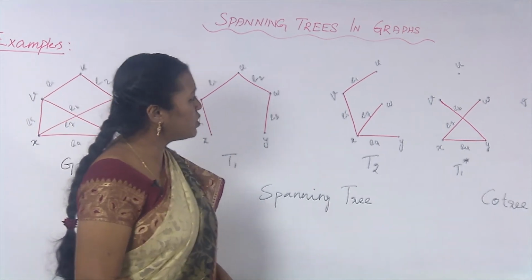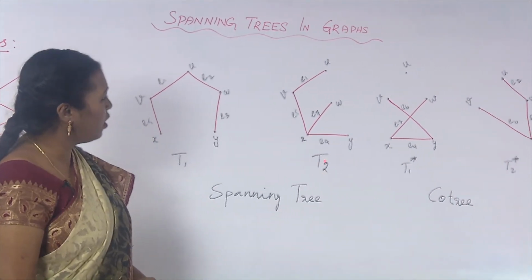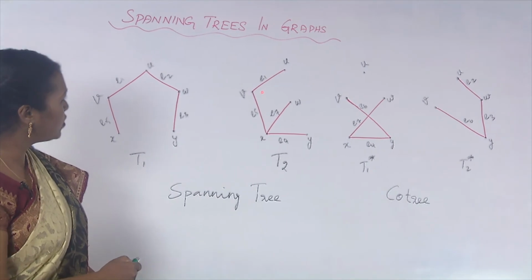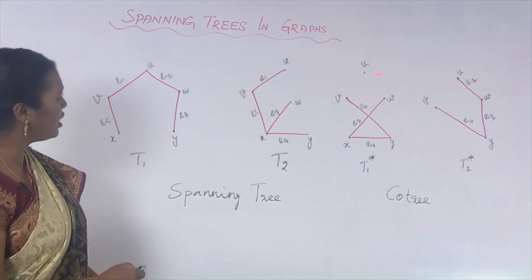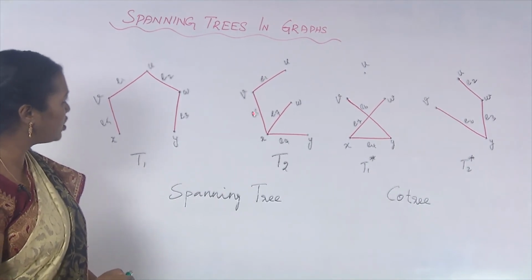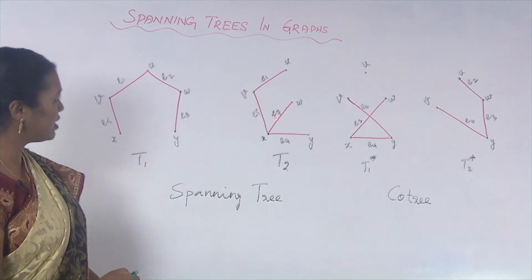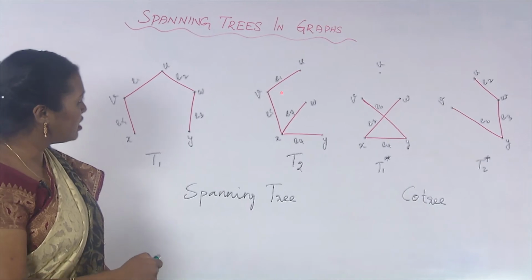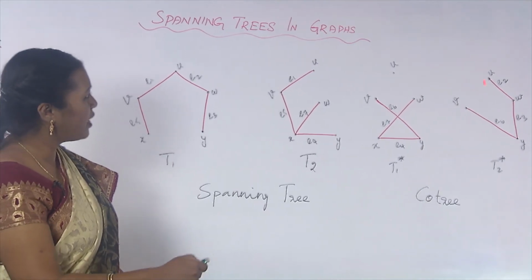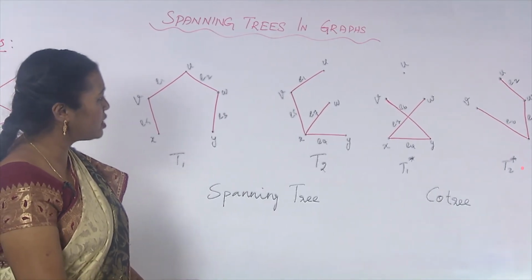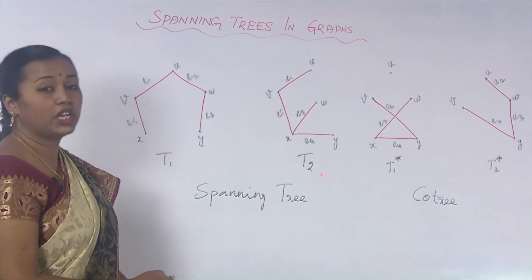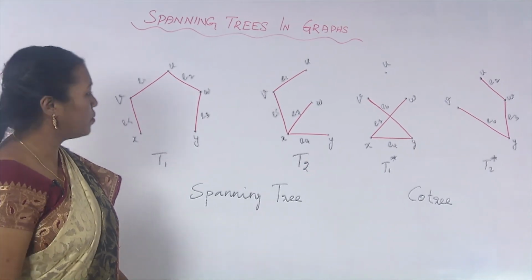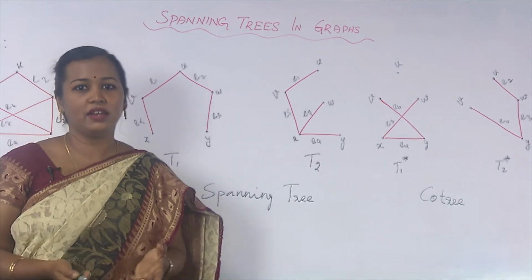Similarly, T2 star is the cotree of T2, and here also we do not have the edge E1, we do not have the edge E5, E7 does not exist and E4 does not exist here. Likewise, the edges that do not exist in this graph exist in these graphs. So, T2 star is the cotree of T2. This is how we understand cotrees.